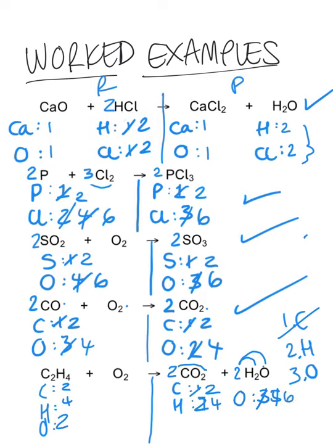You come back over to this side and you now see that your oxygens are really easy to balance. You put a big 3 here, which has given you 6. 3 times 2 is 6. Your equation is balanced. Again, I will just tidy up all of this so that you can see.